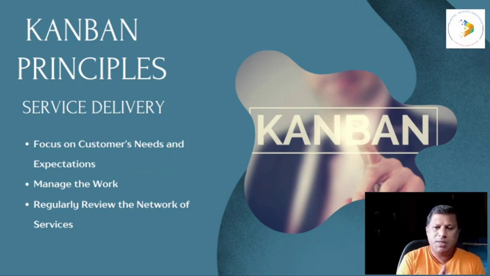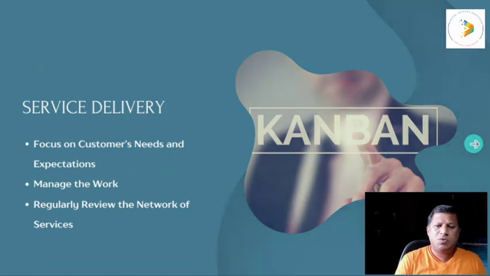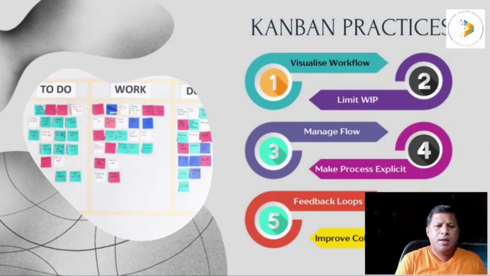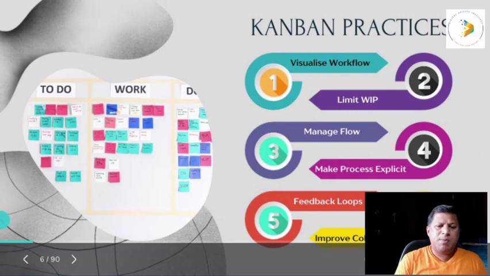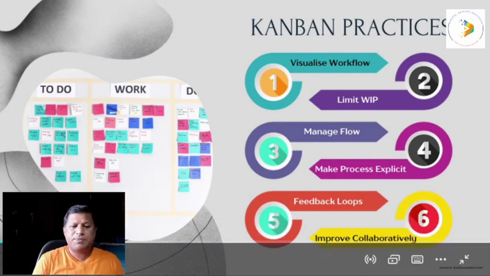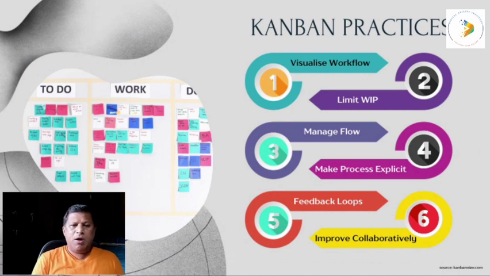So whatever services you are providing, try to review them from time to time. Are they still valuable enough? Are they still good enough for the work that we want to accomplish as a team? Those are the three principles with reference to service delivery. Now, the next topic is about Kanban practices. Here we are looking to talk about six practices that Kanban advocates.